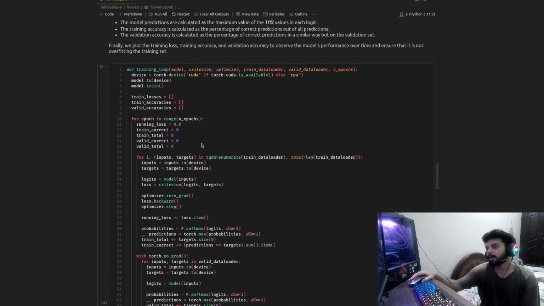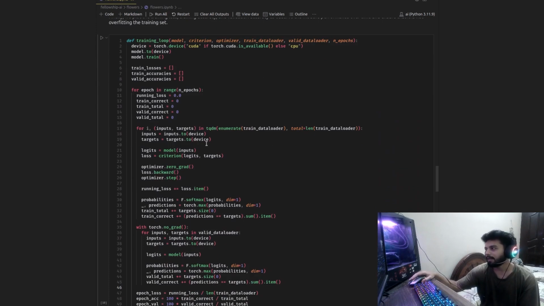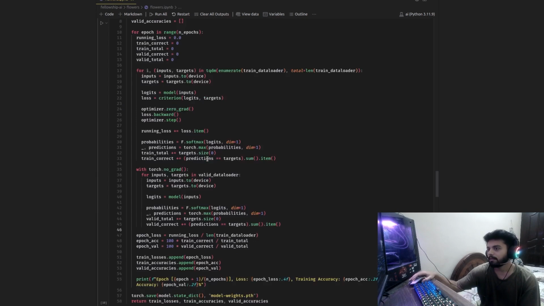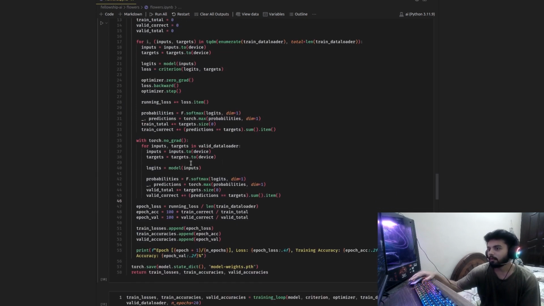In the training loop, I trained the model for 20 epochs, and during each loop, it calculates the training loss and the training accuracy and the validation accuracy on the validation set, so we can observe if the model is overfitting or not.